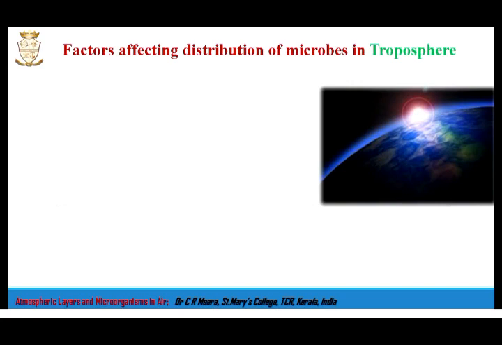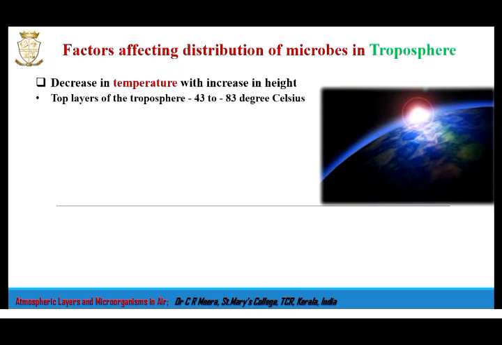Several factors affect the distribution of microbes in the troposphere. As the height increases, the amount of microorganisms decreases in atmospheric layers. Temperature decreases with increasing height of the troposphere. Temperatures at the top layers of the troposphere range between minus 43 to minus 83 degrees Celsius, which are below the minimal growth temperatures of microorganisms.